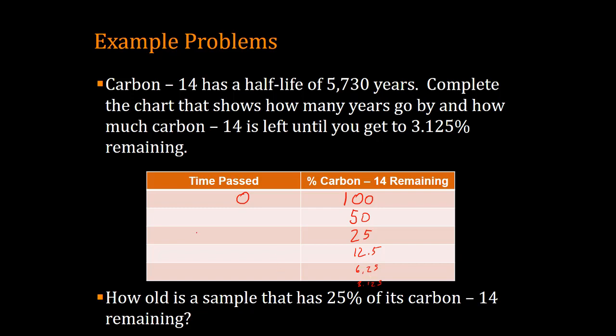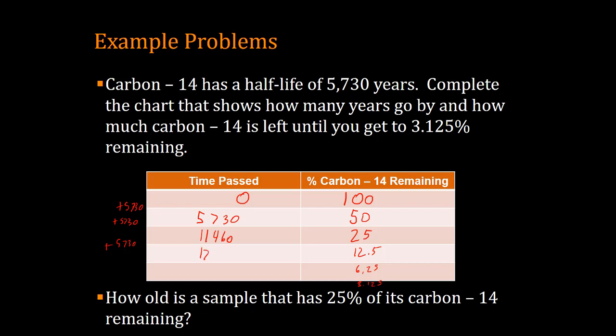Now, time passed. Well, the first half-life is 5,730 years. My second half-life is plus 5,730 years, right? So I went from 0 to 5,730 to get the first to decay. Now I've got to have that again, so 5,730 plus 5,730 is 11,460. And then I've got to add another 5,730 years to it, because that's how long it takes for the next half of it to decay.